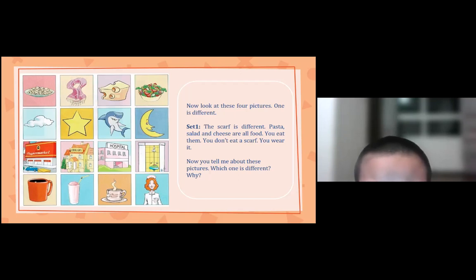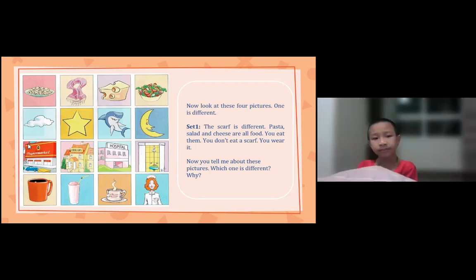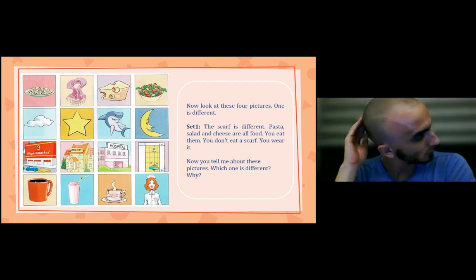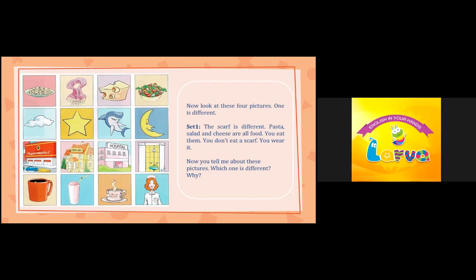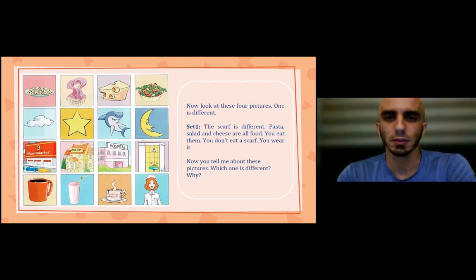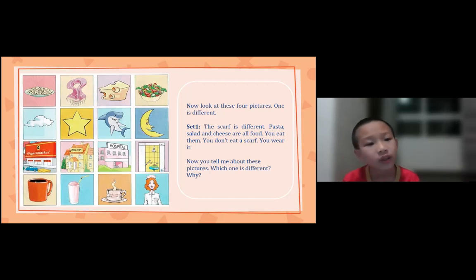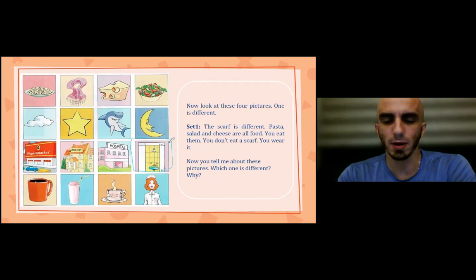What is this? Okay, now Kenry, let's find the different picture. Kenry, which picture is different? I don't know. Okay, Kenry, this picture is different because it's a room, right? These are places.